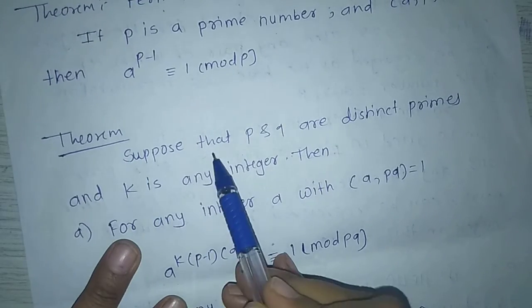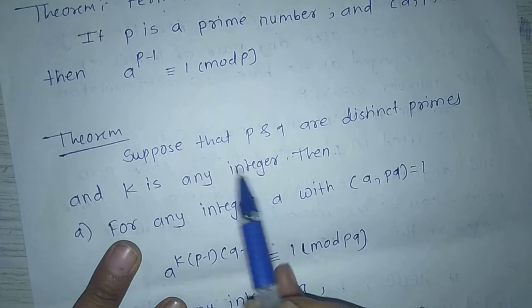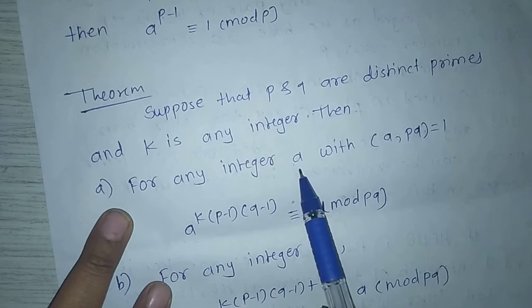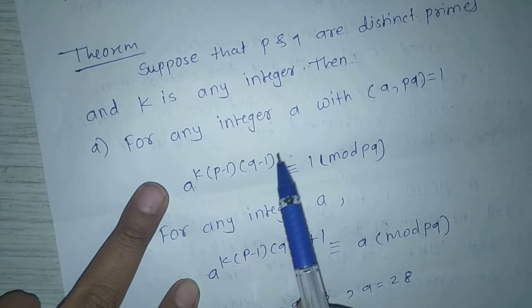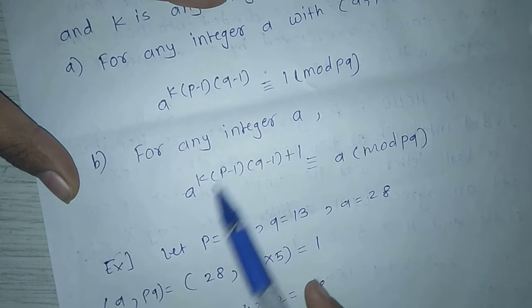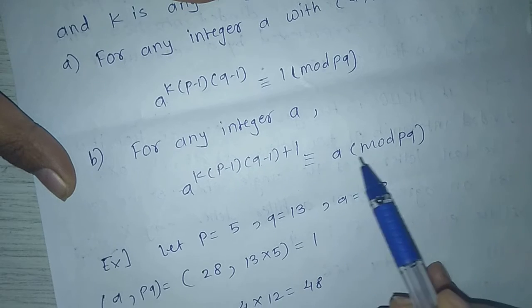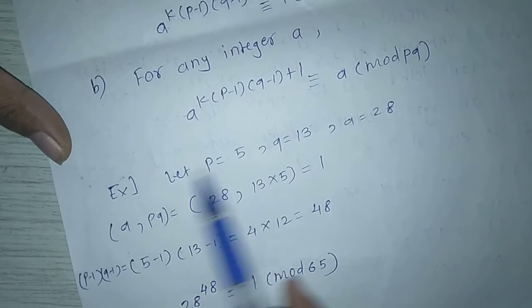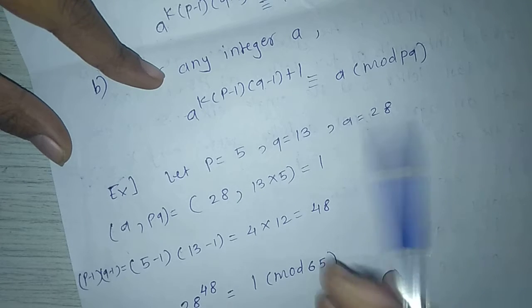Next theorem: suppose that p and q are distinct primes and k is any integer. Then first, for any integer a with GCD of a, pq equal to 1, a raised to k into (p minus 1) into (q minus 1) is congruent to 1 modulo pq. Next, for any integer a, a raised to k into (p minus 1) into (q minus 1) plus 1 is congruent to a modulo pq. Example: let p equal to 5, q equal to 13 and a equal to 28.